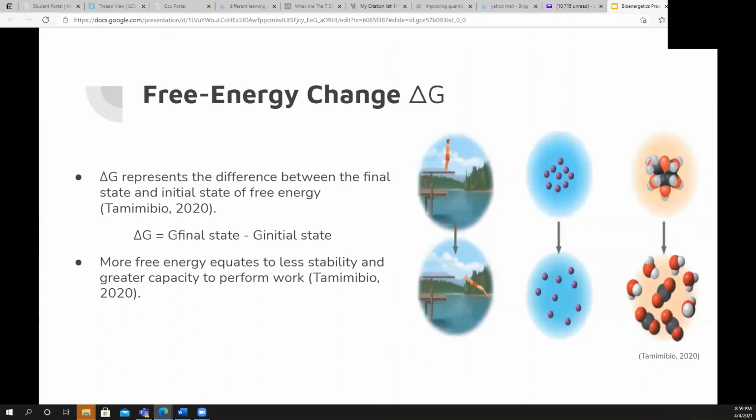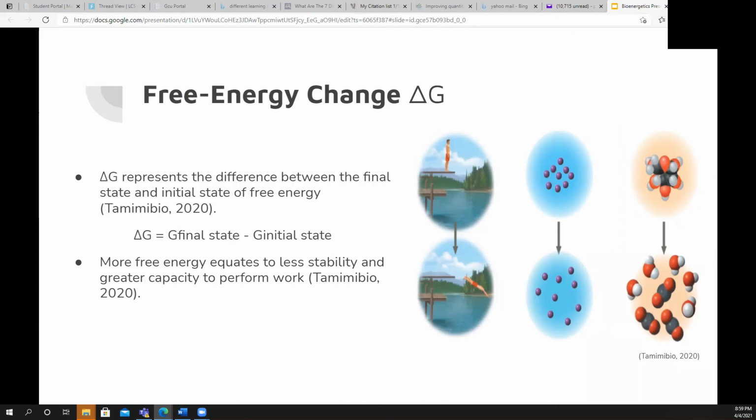Now, to further discuss the topic, free energy change represents the difference between the final state and initial state of free energy. What does that mean? We have to look at this as the ability to do work and inability to do work. Let me further explain. When cells have an enormous amount of energy, it becomes less stable as it needs to release the excess energy created. At the same time, the higher the energy, the more capacity there is to perform work, as already stated.